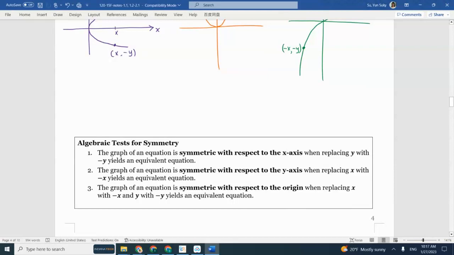The graph of an equation is symmetric with respect to the x-axis when replacing y with negative y yields an equivalent equation. Okay. So you're changing the y to negative y, and you have the equivalent equation. Second, the graph of the equation is symmetric with respect to the y-axis if replacing x by negative x yields an equivalent equation. Okay? And third, the graph of the equation is symmetric with respect to the origin when replacing x with negative x and y with negative y yields an equivalent equation. Okay, everybody?